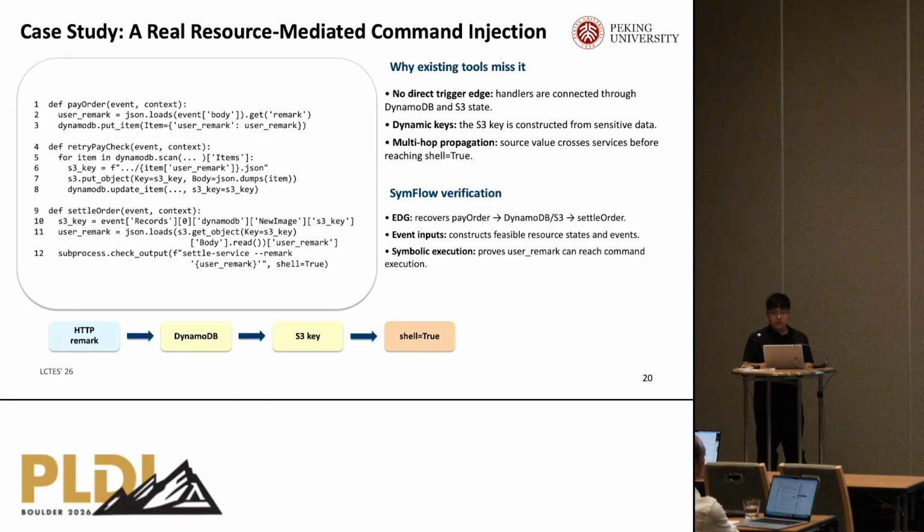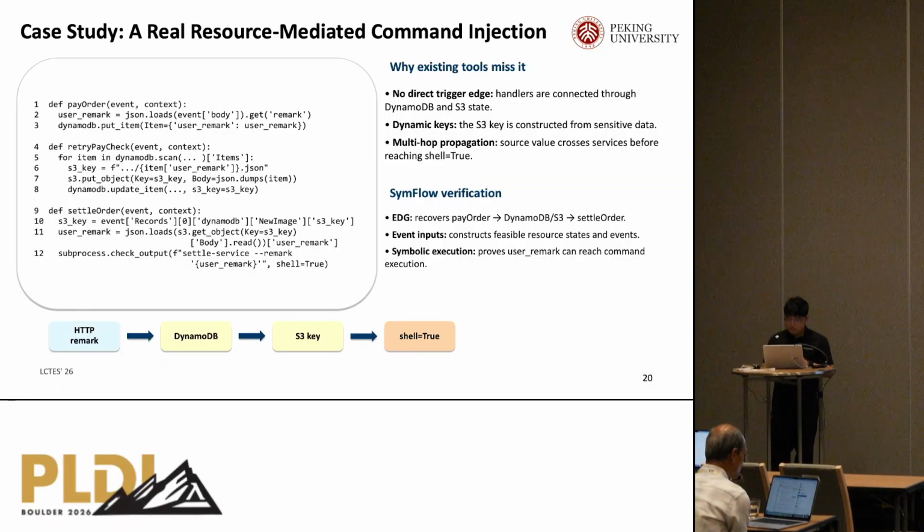And there is no direct trigger edge. The handlers are connected through the Dynamo database and S3 state. The key itself is attacker controlled, and the sensitive value propagates across 3 handlers and 2 services before reaching the sink. Existing tools miss the flow, while SymFlow recovers the flow train through the EDG, constructs feasible event inputs, and proves through symbolic execution that user remark can indeed reach command execution.